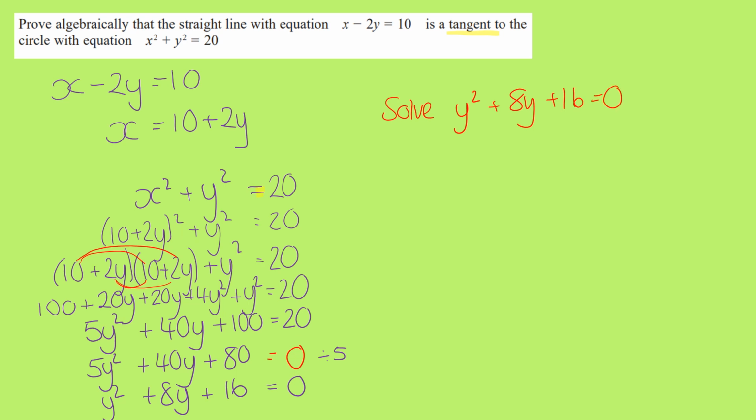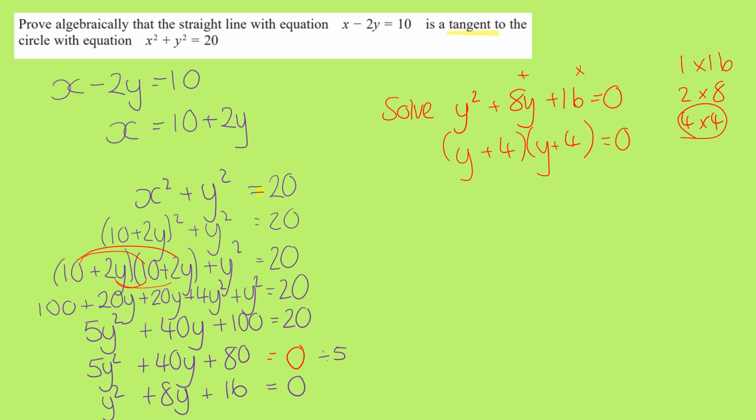So we're going to look for something that multiplies to make 16 but adds to make 8. So 16, 1 times 16, 2 times 8, 4 times 4. So it's going to be this one, isn't it? 4 and 4. Okay. Now let's pop this into brackets then. Y, and both of these are going to be 4. Everything's positive, so it's plus 4 equals 0.